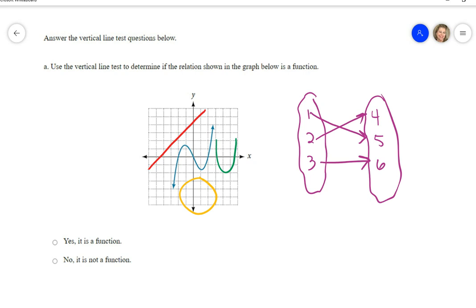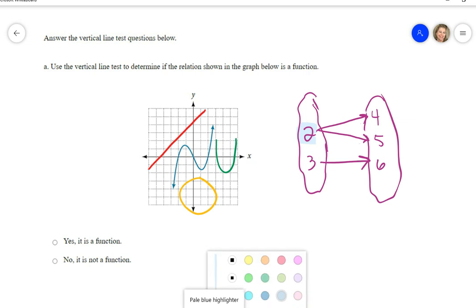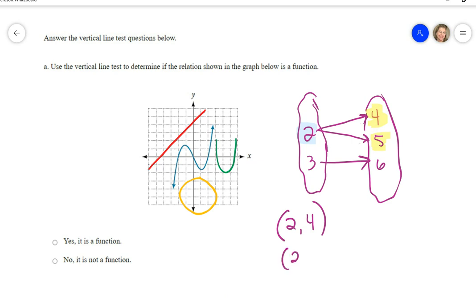But what if we only had the numbers 2 and 3 here, and they mapped the 2 over to the 4 and over to the 5. Now I have one input, the 2 here, that has 2 outputs, 4 and 5. That goes against the definition of a function. That's because I'd have two ordered pairs, 2, 5, and 2, 4, with the exact same x coordinate. And if I were to draw that on an xy axis, here is over 2 up 4, and then over 2 up 5. You can see that they are directly above each other.